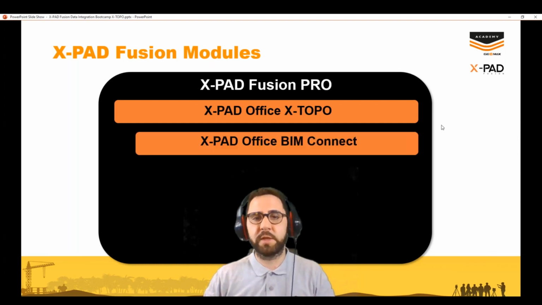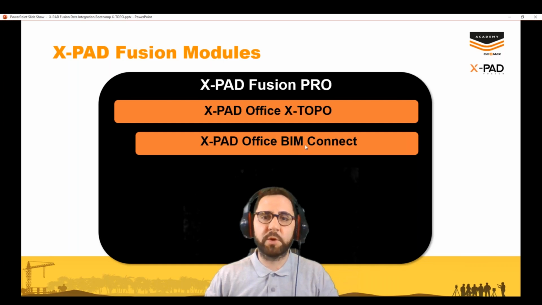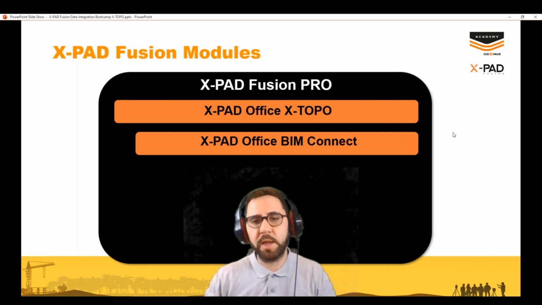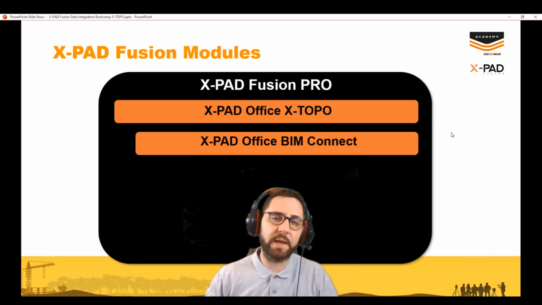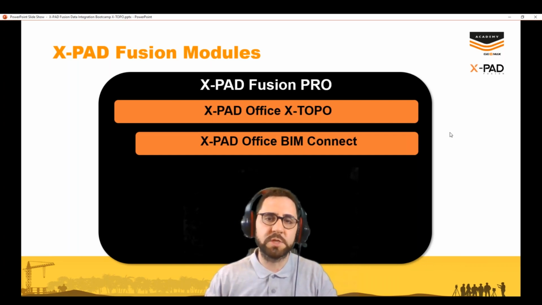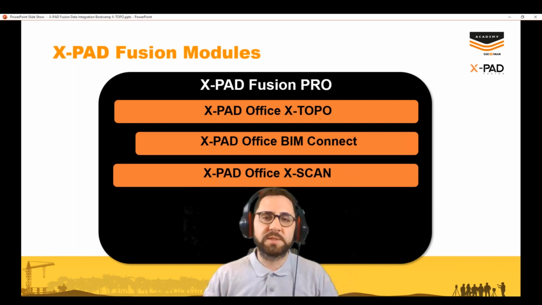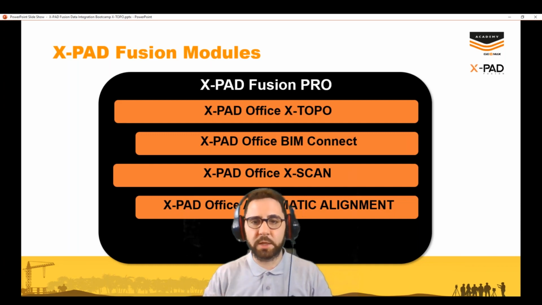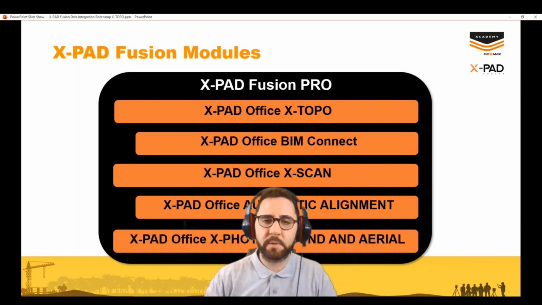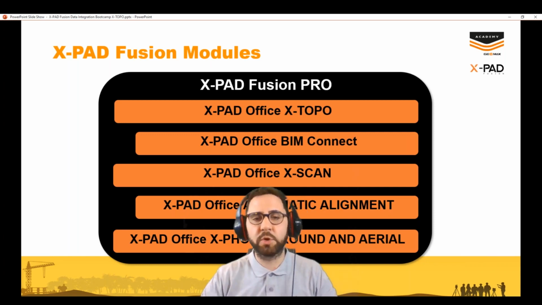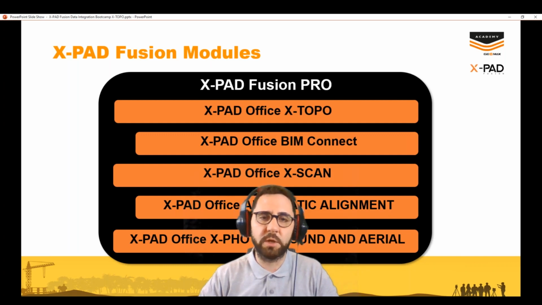BIM Connect, so an integration of the X-TOPO is the BIM Connect, from which we are able to import the IFC file directly to the same platform, so to the XPAD Office Fusion. X-Scan module to register and manage the scanner data, point cloud data, not only the scanner data, and to create also some output from the scanner data. Then automatic alignment dedicated to the scanner data, and at the end, X-TOPO ground and aerial. So two different modules dedicated also to the photogrammetry.